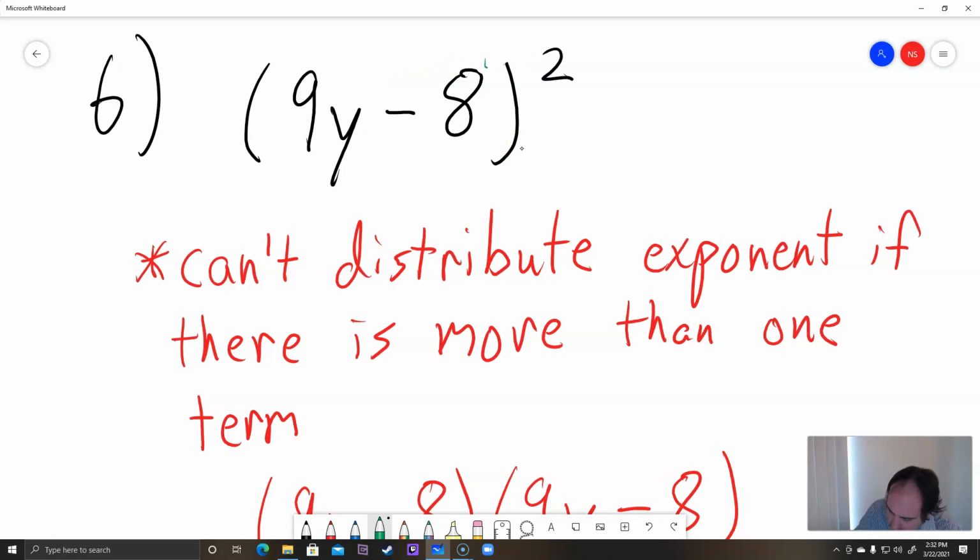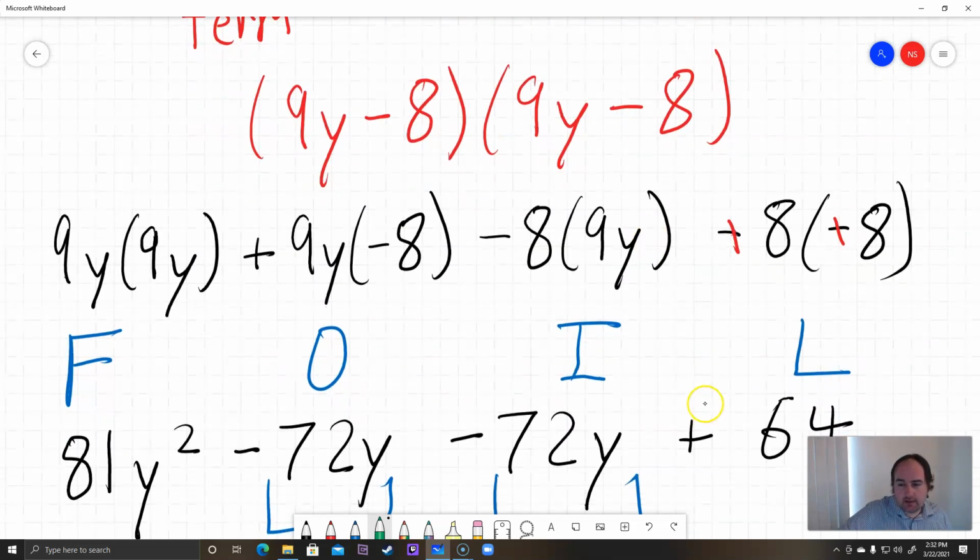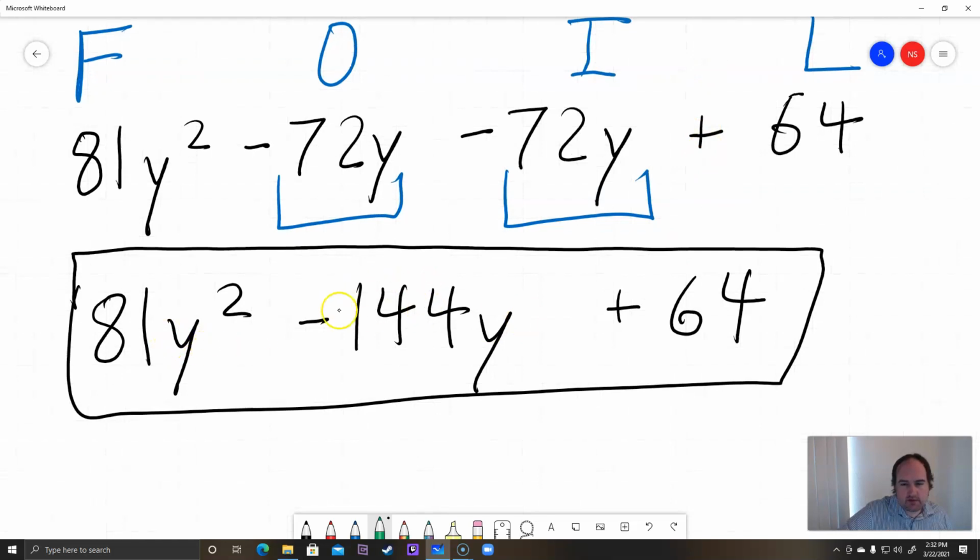Because if you did that, that's not the answer we got. And we did it correctly here. So there's this negative 144y in the middle, and distributing the square would have skipped that. Okay, so distributing the square would have just given us the first term and the last term. I guess it would be a plus 64, but you wouldn't have the middle term. So that's why you have to use FOIL and not distribute the square.